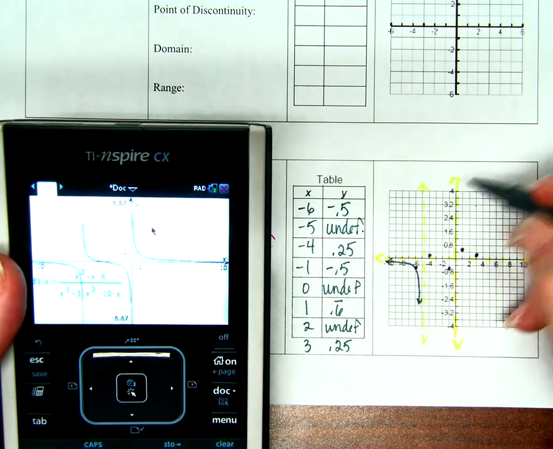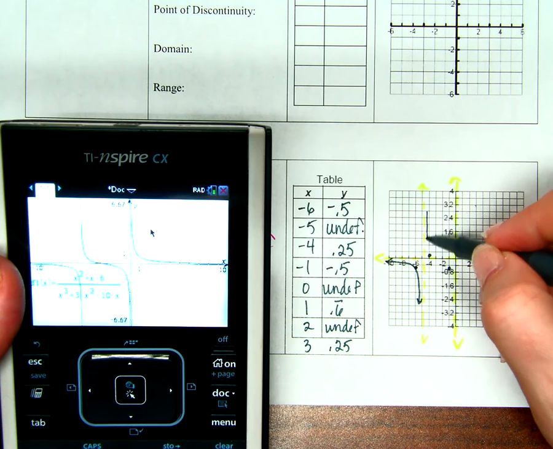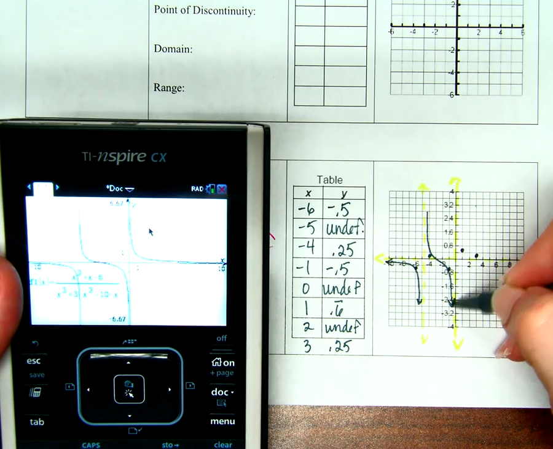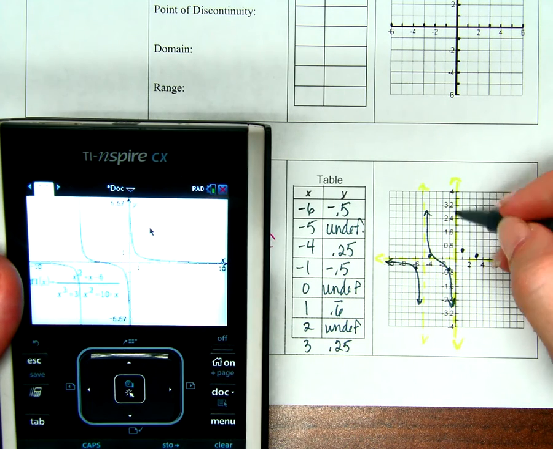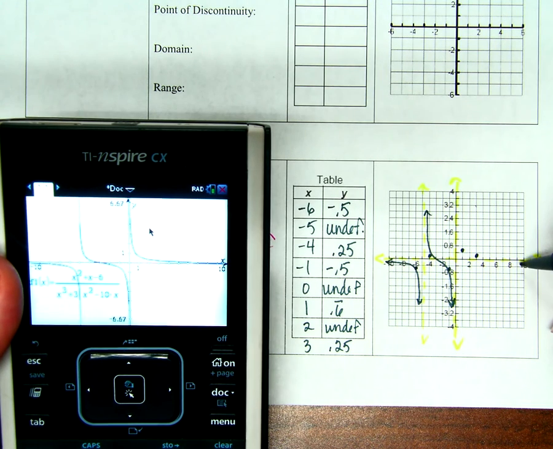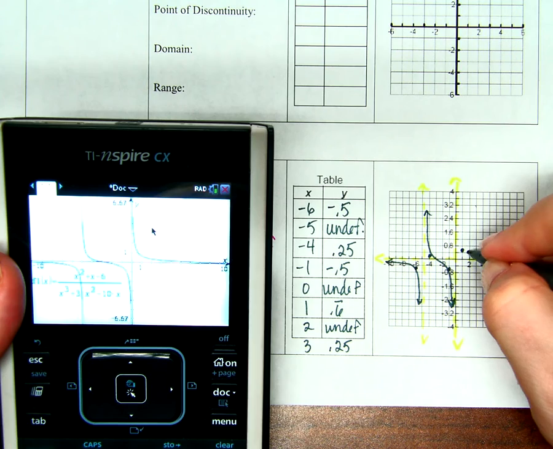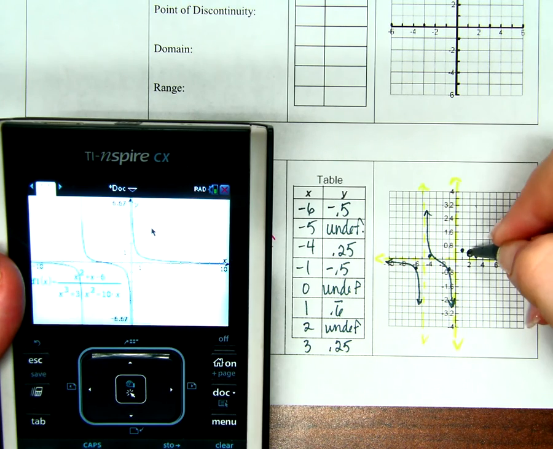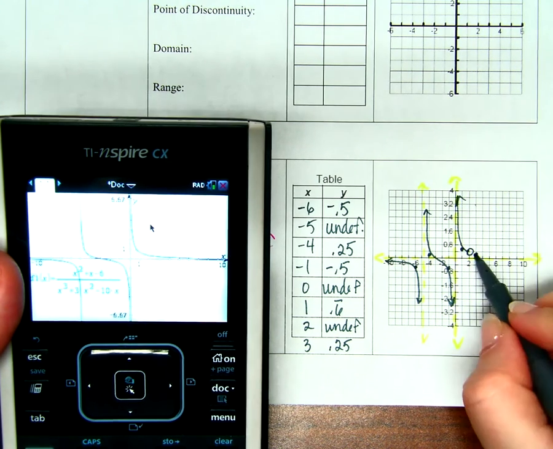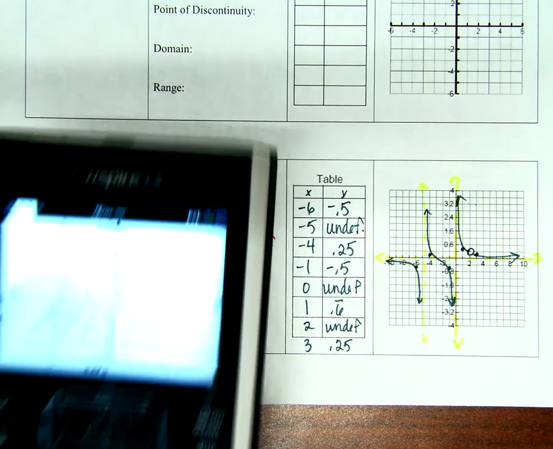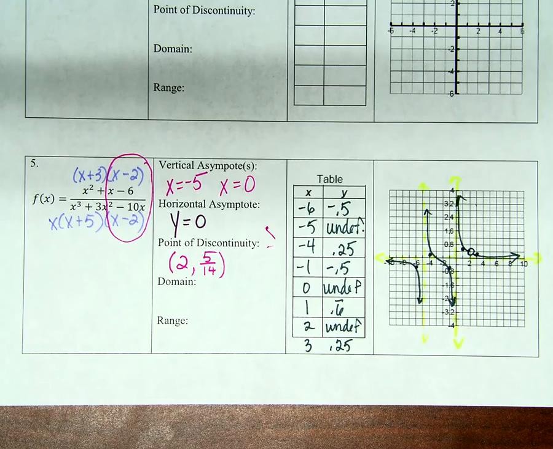But what I want you to be really careful of is the last section. Because I can't just go, can I? Because I know right here, I have a hole. I don't want to graph that hole. The point of discontinuity. I don't want to just draw right through it. I need to have it represented there. Okay?